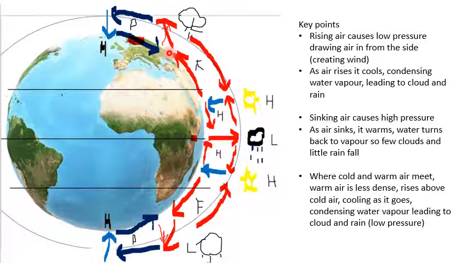So these are the key basics that you need to understand on the tricellular global atmospheric circulation. You need to know the reasons why the air moves in these different patterns. You also need to know the type of pressure, low or high, and the weather and climate conditions that these can lead to.